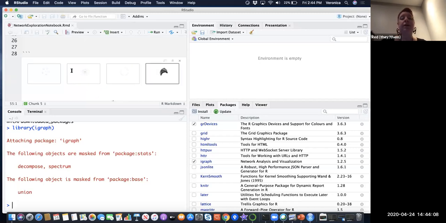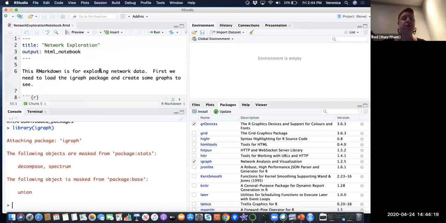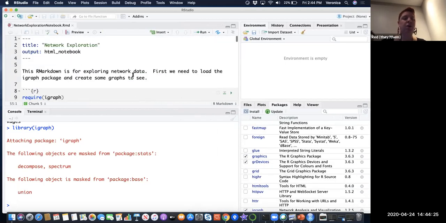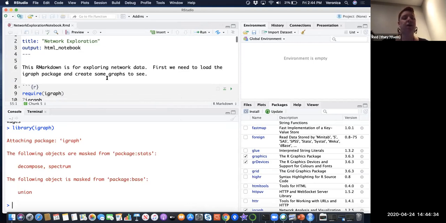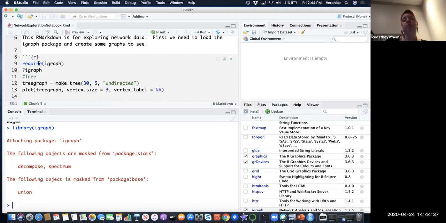If you would like to know more about data frames and how the base stuff in R works, you can see the other YouTube video that I have about introduction to R and RStudio. Okay, so I've created this R notebook, an R Markdown notebook, for exploring network data. So we're going to do a little bit in there, and then we're going to do some playing. You can either load the iGraph package using the library command, or you can use the require command. The require command is nice because it will install iGraph if you don't already have it.